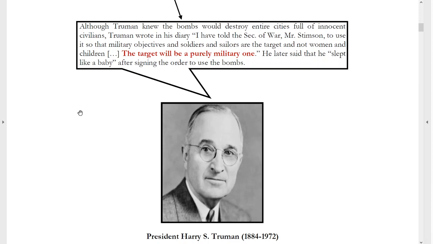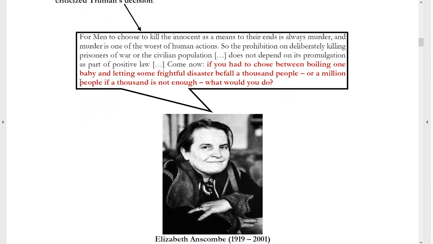But the other possibility I want to consider, and the reason I'm bringing this up and why this matters for this lesson, is because there's another way to criticize Truman's decision. And in fact, you can see this criticism. So this is Elizabeth Anscombe. She was a famous moral philosopher in the 20th century. And she was actually very much involved in protesting this decision to drop the atomic bomb. And this is what she said about the decision. "For men to choose to kill the innocent as a means to their ends is always murder."